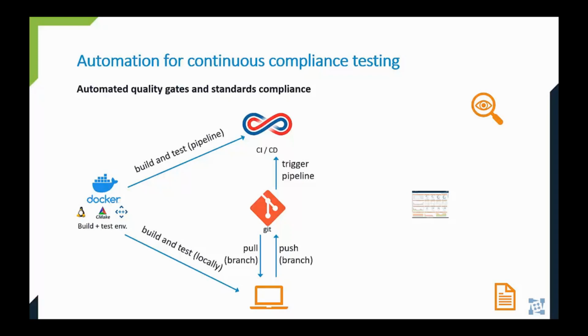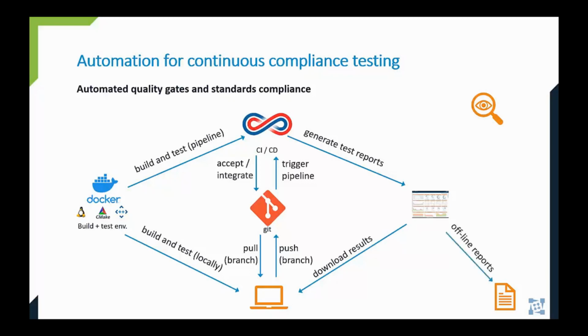And the information about failed tests is delivered back to developers for remediation. And once developers fix the problems, the code is integrated with the stable stream. And test reports and compliance documentation is dynamically generated in the pipelines and made available for audits and certification process in an offline and online form. And again, this diagram is simplified, but it visualizes the main idea.